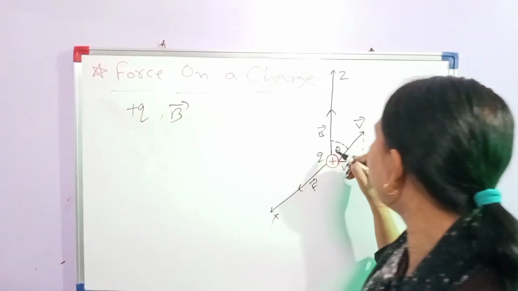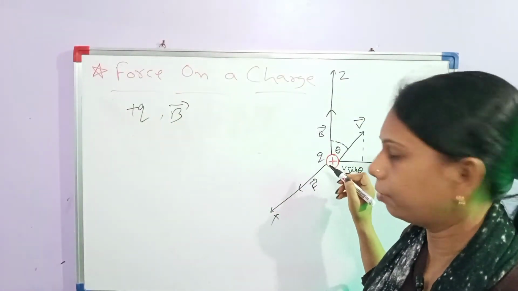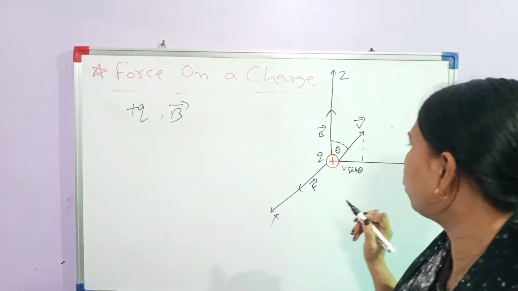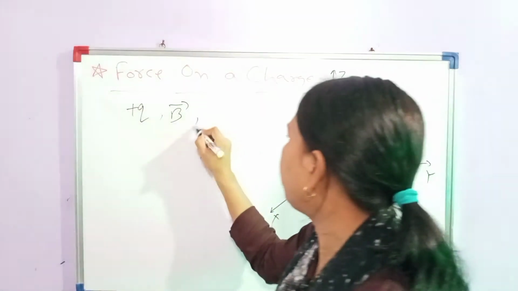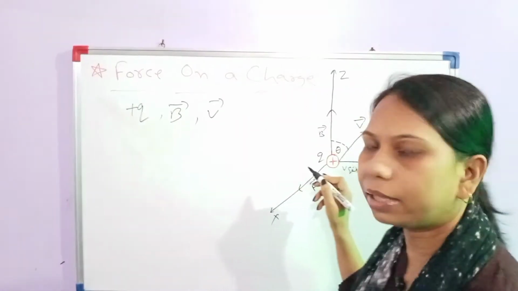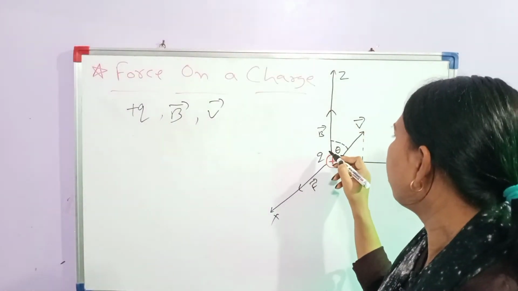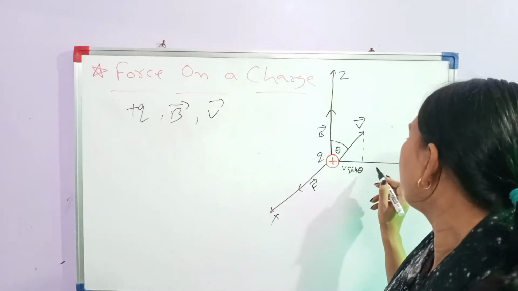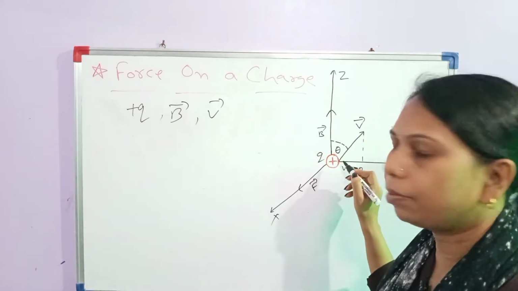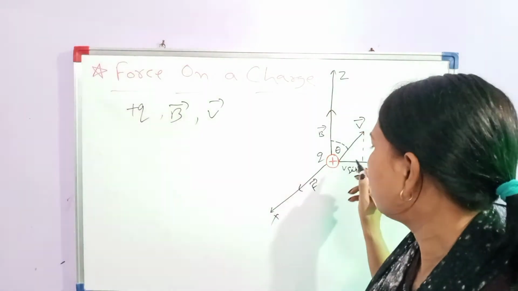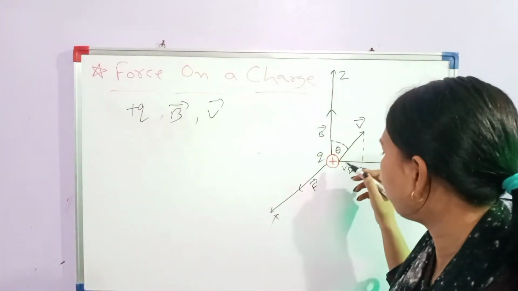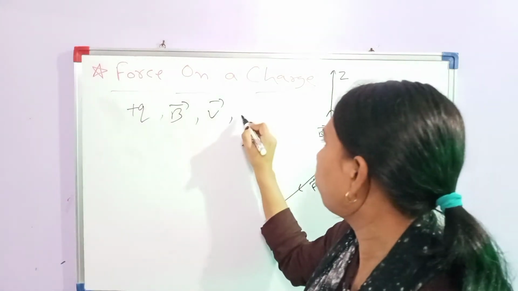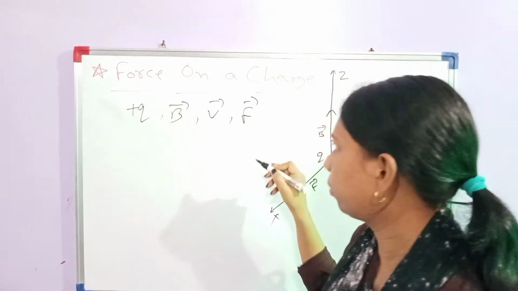Magnetic field acts along the z-axis and charge Q is moving with a velocity V, making an angle theta with the B vector, in the YZ plane. Velocity V vector is in the YZ plane. As such, the force acting on charge plus Q is along the x-axis. Let the force be F.